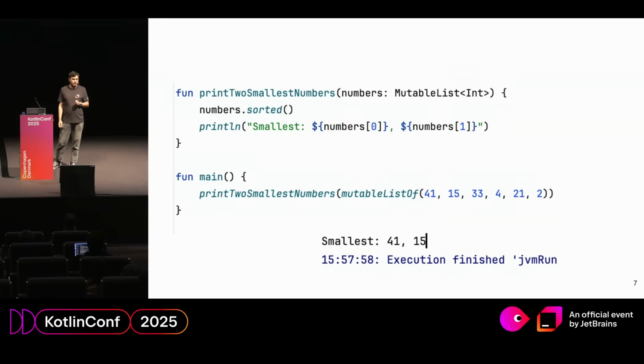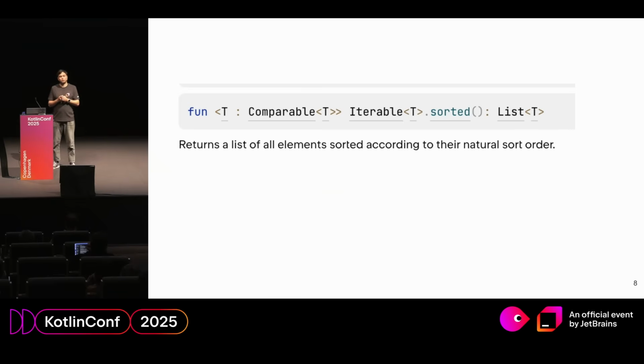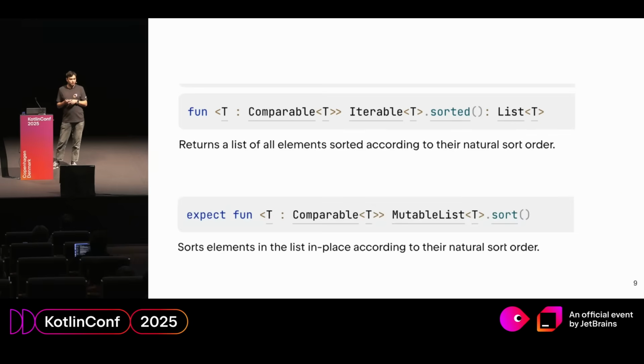And what was the problem here? We have two very similarly named functions in the Kotlin standard library. The first one is called sorted, and it works on any iterable, and it returns a new list of the elements sorted according to their sort order. And there is a very similar function called sort, which works with mutable lists, and it sorts the elements in place, mutating the list in the receiver position.